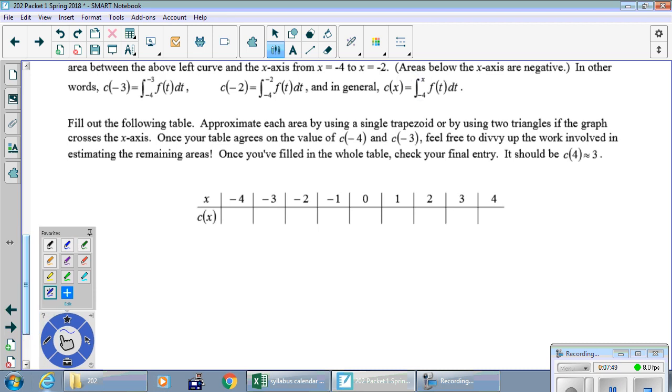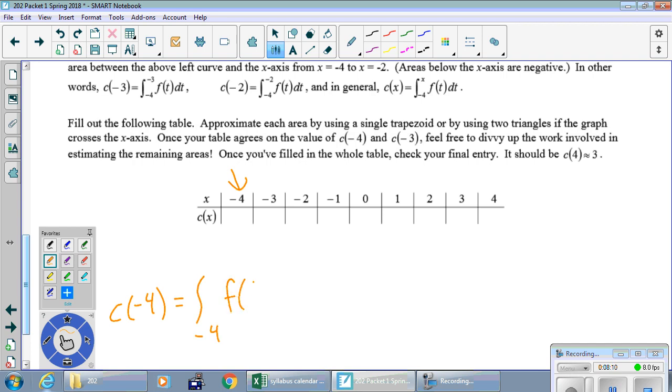So let's do a few of these together here. All right, so the first one that we want is right here. It's C of -4. So let's just write the definition. So according to the definition, C of -4 is the integral from -4 up to, I'll leave a blank up there at the top, and then it's little f of t dt. And the number that goes up at the top is always the number that's in the parentheses. So in this case, it happens to be -4. The number at the bottom is always -4.